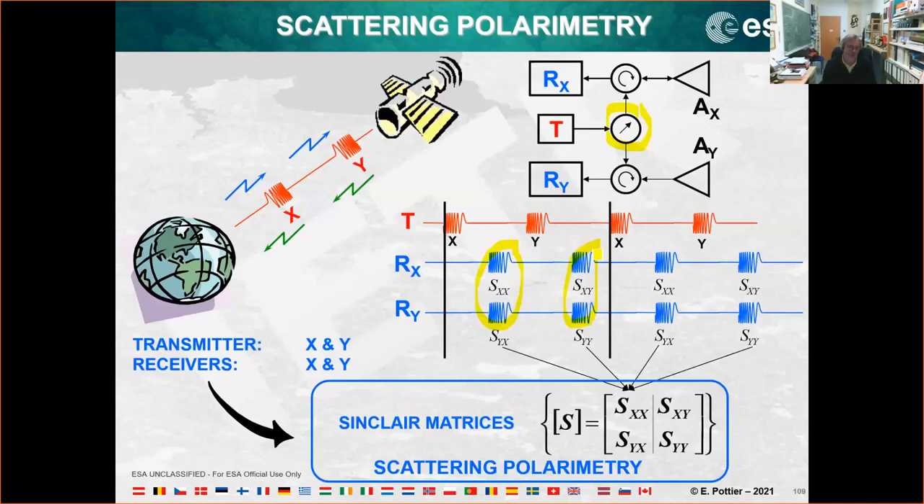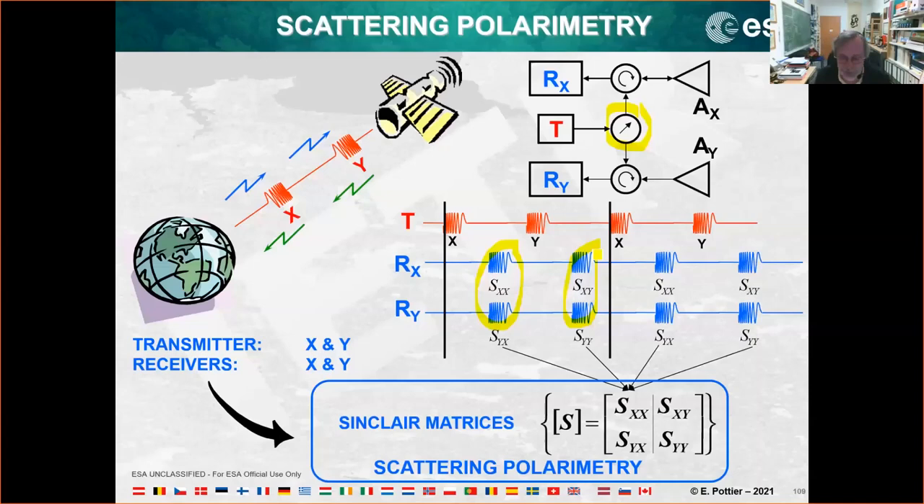And I'm going to concatenate these two vectors to create a matrix. And this matrix is what we call a scattering matrix, or what we call also a Sinclair matrix. Sinclair is the name of the scientist who derived the first part of this theory. So all the tools and concepts I'm going to present to you now will be about the scattering parametric. And first of all, I'm going to introduce different ways to describe this information.